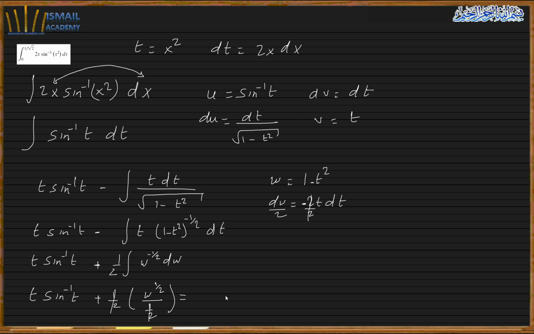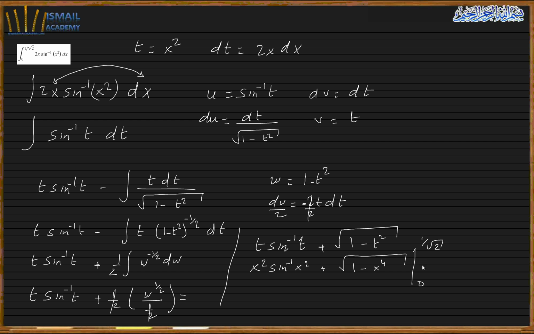So now this will be equal to t sine inverse of t plus w to the half, which is 1 minus t square to the half, which is square root of 1 minus t square. Now I got my integral, so what I do here is substitute back my t, so it's going to be x square sine inverse of x square plus square root of 1 minus x square squared, which is x to the 4, and this between 0 and 1 over square root of 2.